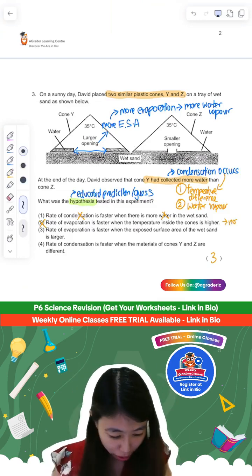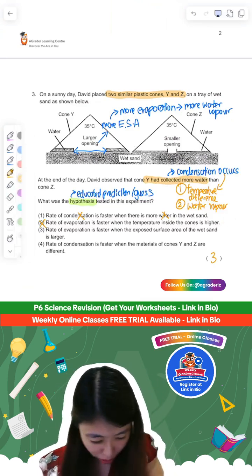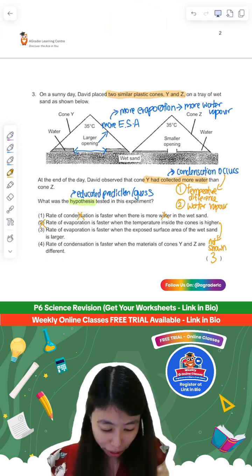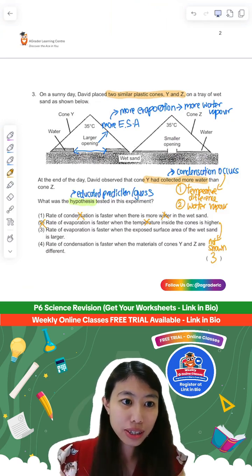Let me try to write somewhere, I'll squeeze it in. Not shown. They did not show us anything about temperature. That's not my change variable.